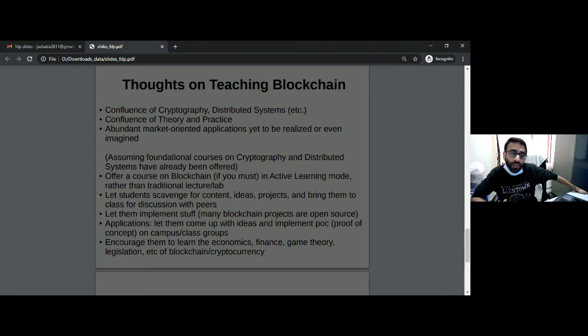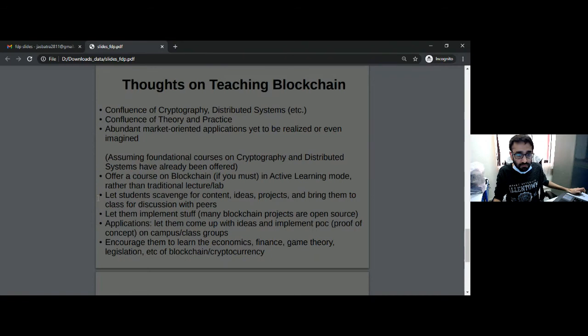And also, as faculty, it may not be possible for you to learn everything about blockchain because there are aspects from economics, finance, game theory, as the professor in the morning was talking about. There's so much about legislation. So in an active learning mode, students can be encouraged to learn about the economics, finance, legislation of blockchain, cryptocurrency, and even security aspects, and how they will shape the future of blockchain going forward.